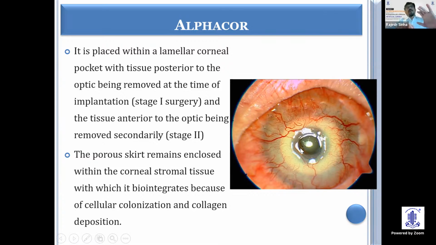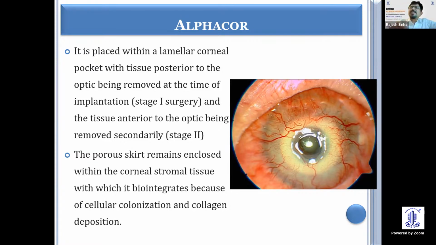Now, how it is done. It is placed within a lamellar corneal pocket. You create a pocket and then it is placed into it. You create a stromal pocket and it is placed into the pocket. And then you remove the central 4 millimeter of the posterior lamella, and then you place it. And at a second stage, you remove the anterior lamella as well, the central 4 millimeters.